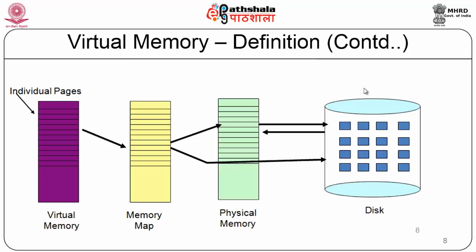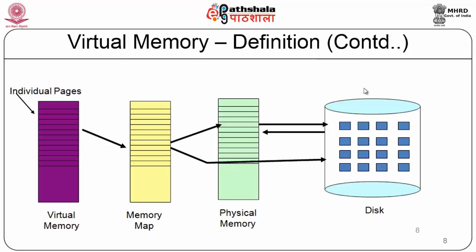Say, for example, the disk consists of a number of pages, or a number of segments, whichever portions you look at. You have a physical memory where these pages are being loaded, and you have a memory map, the virtual memory, from which you get the virtual address.